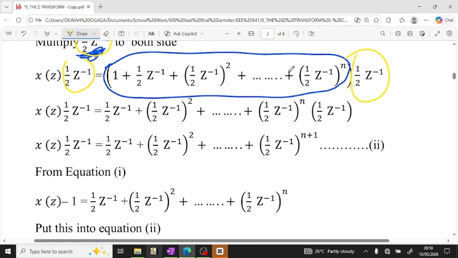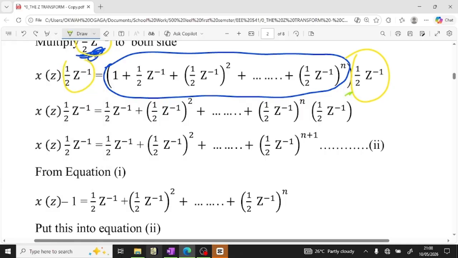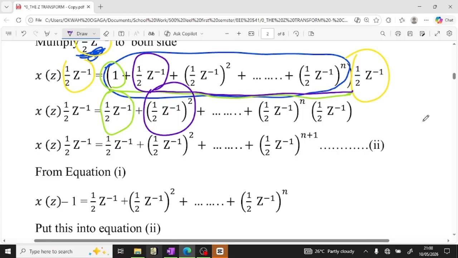Clear. Now, this will multiply. Let me take it step by step. This will come and multiply this. Okay, and it will give you what? This. Exactly. Then I think I should use a different color for it. So this will come and multiply this to give you this. Exactly. Then for another one, this will also come and multiply this to give you this. Are we following? Now, this term is exactly the same as this term.